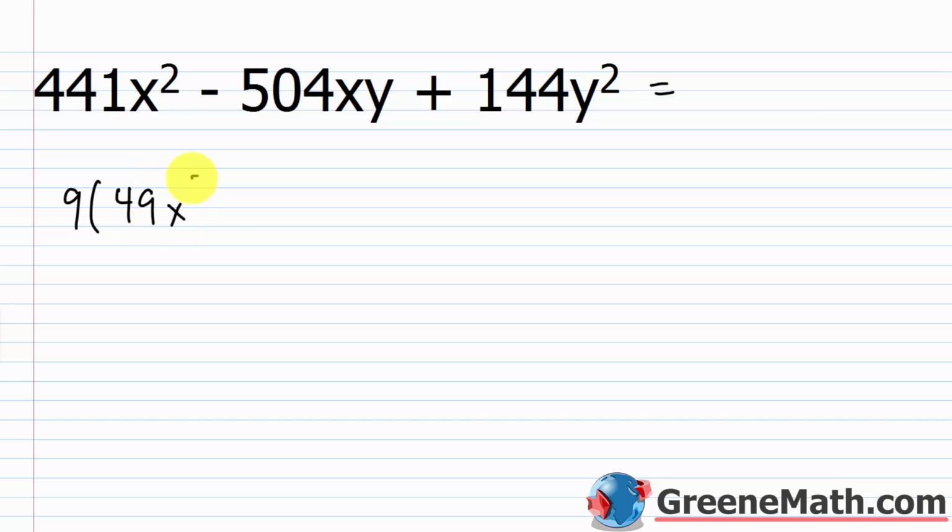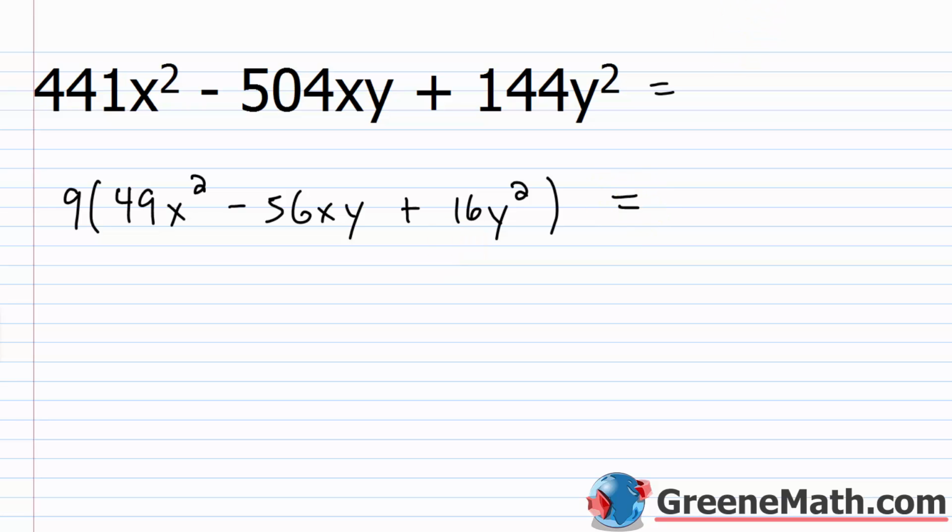So this would be 49x squared minus 504 divided by 9 would be 56. So 56xy. And plus 144 divided by 9 would be 16. So you'd have 16y squared. Close the parentheses. Now, there's nothing else we can pull out because this is 7 times 7. This is 7 times 8 or 7 times 2 cubed. And this is 2 to the 4th power. So nothing else that's common to everything.